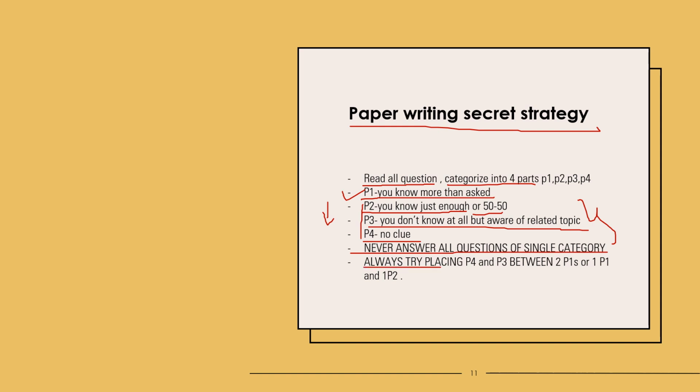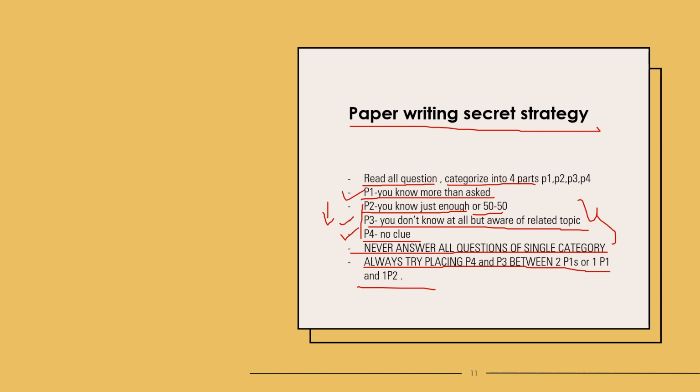So always try placing P4 and P3 between two P1s or one P1 and one P2. It's just an example, but the thing is you have to make sure that you place the category where you don't know the answer at all, or the category where you know the answer partially, between the answers you know completely.